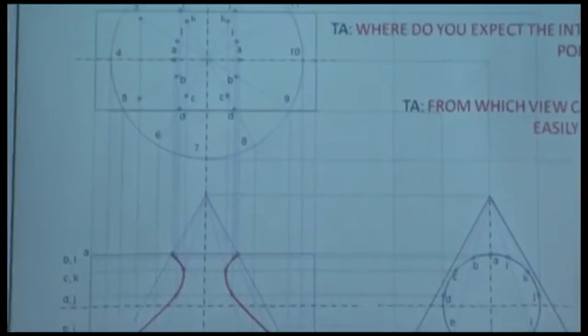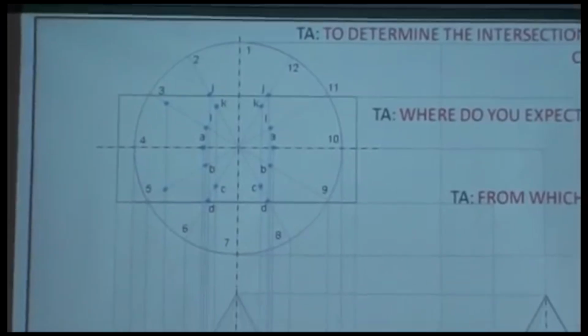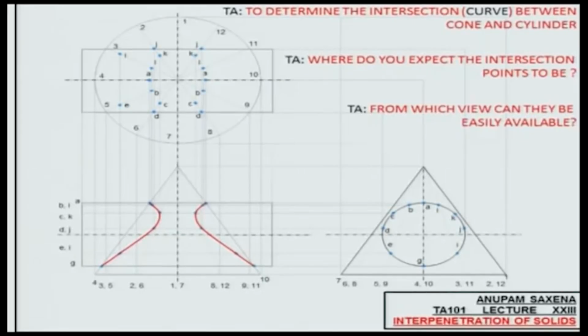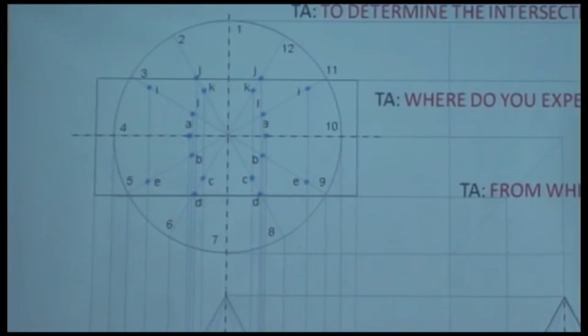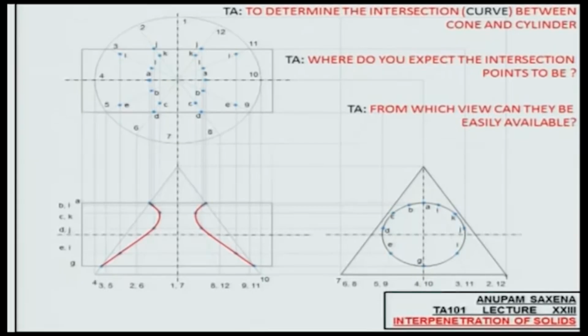I'll go a little slow so that you can follow. And labeling is very important. If you mess up the labeling, then you are going to be messing up the entire procedure. So labeling is very important. All right, so it looks like you have all the intersection points in the top view.